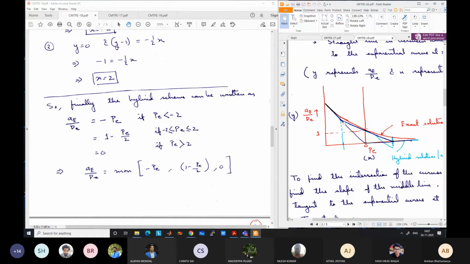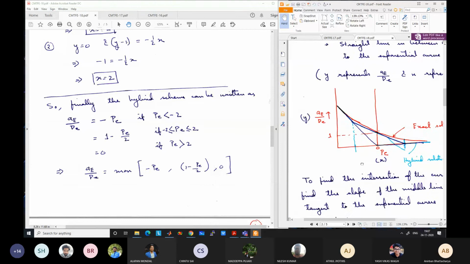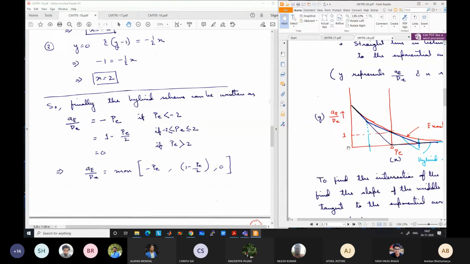The second line goes below this, like this. Okay. If I extend this line, the third line goes like this. So beyond minus 2 on the left hand side, the first line has the maximum value. Between minus 2 and plus 2, the first line actually has lower value as compared to the second line.